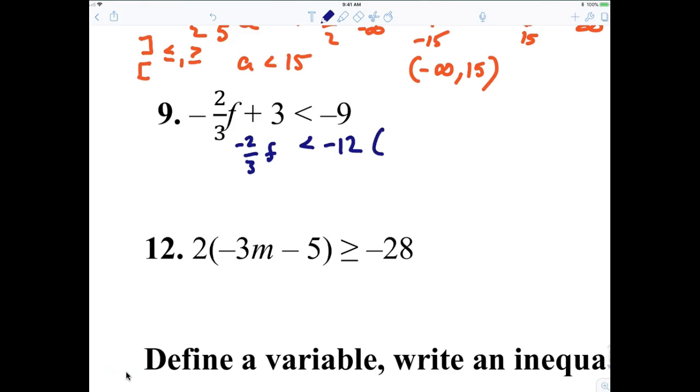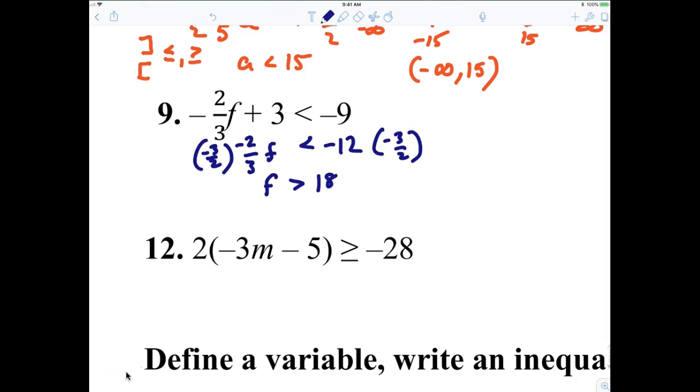And when I multiply by the reciprocal, I'm multiplying by a negative, correct? Which means all signs change. Originally it was a negative, so now it's a what? Positive. Originally it was less than, now it's greater than. And then we're just doing negative 12 times negative 3 halves, which is 18. Everybody should be able to tell me that.